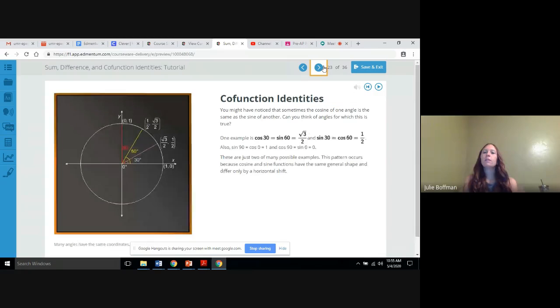Okay, so that's sum and difference. Now let's talk about cofunction identities. I don't think this one will take quite as long, but this would be a good spot to take a break if you need a break.